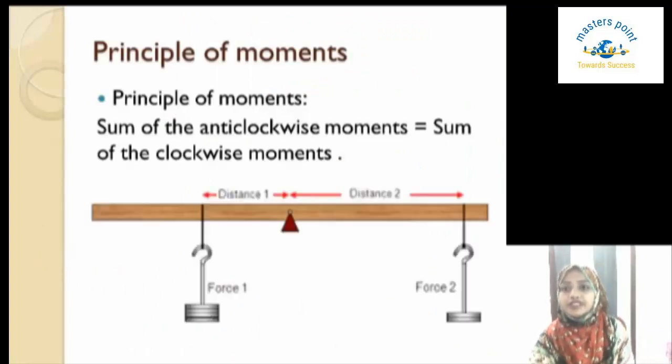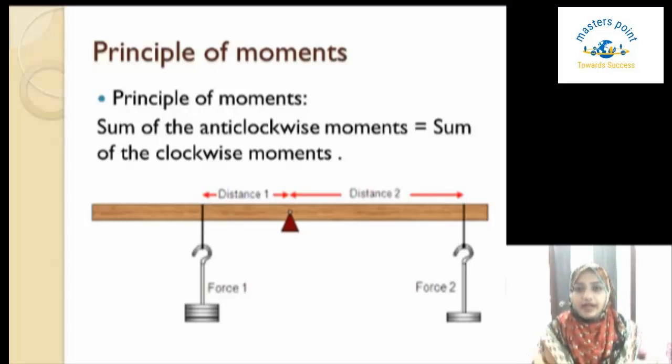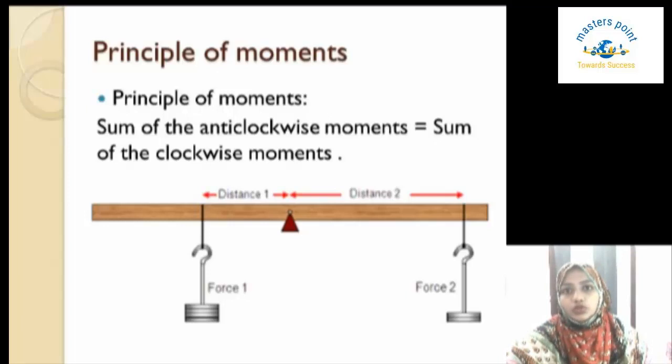So the principle of moment states that the sum of the anti-clockwise moments equals the sum of the clockwise moments. To verify this, we'll take a ruler, pivot it at the center O, and hang two weight slots at different distances with different weights. And we need to prove that the sum of anti-clockwise moments is equal to the sum of clockwise moments.